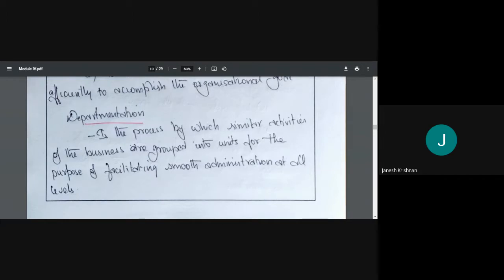at all levels. Okay. So in our department, when we say stage, okay, so stage decoration, stage design, then music, and then lighting. All these activities are similar in a sense, right? They all take part in our stage function. So all these activities have to be grouped into one unit. And why do we do this? To facilitate smooth administration at all levels.